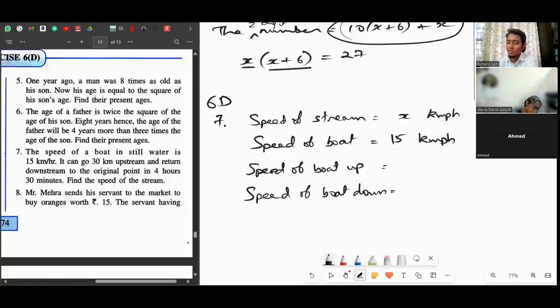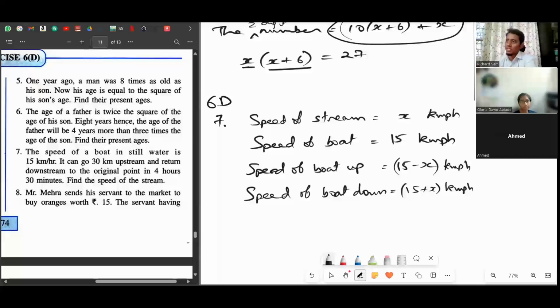So tell me, what is the speed of the boat upstream? 15 minus, not 2 here, it is x. 15 minus x km/h. And the speed downstream will be 15 plus x km/h. Is that clear, everyone? Okay.